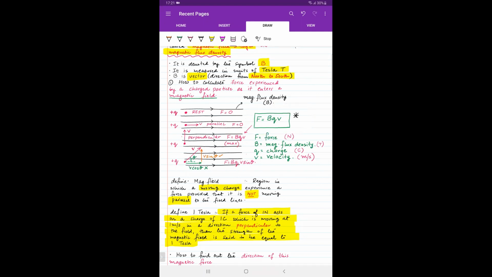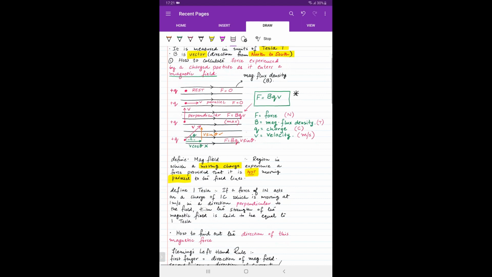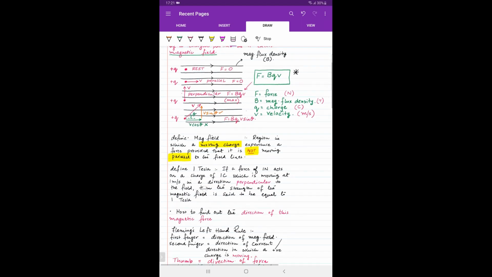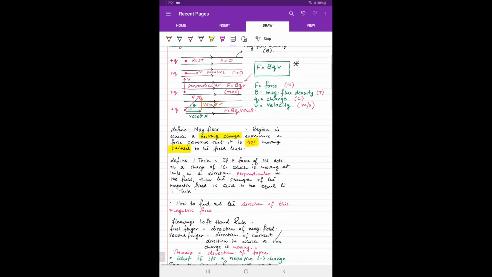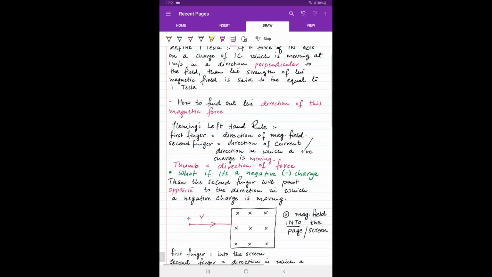So we have seen the formula. We have seen the situations where the force is going to be maximum versus where the force is going to be minimum. We have also established magnetic field को कैसे define करते हैं, and we have established Tesla को कैसे define करते हैं. सब थोड़ा सा और आगे इस working को continue करते हैं. So the next thing is, थोड़ा सा zoom out कर रहा हूँ. So now the next working is, how can we find out the direction of this force?